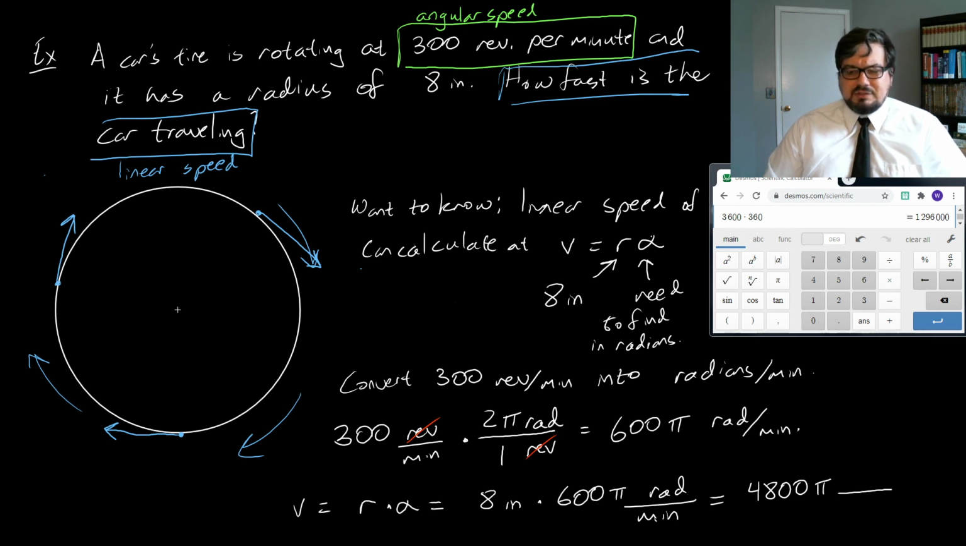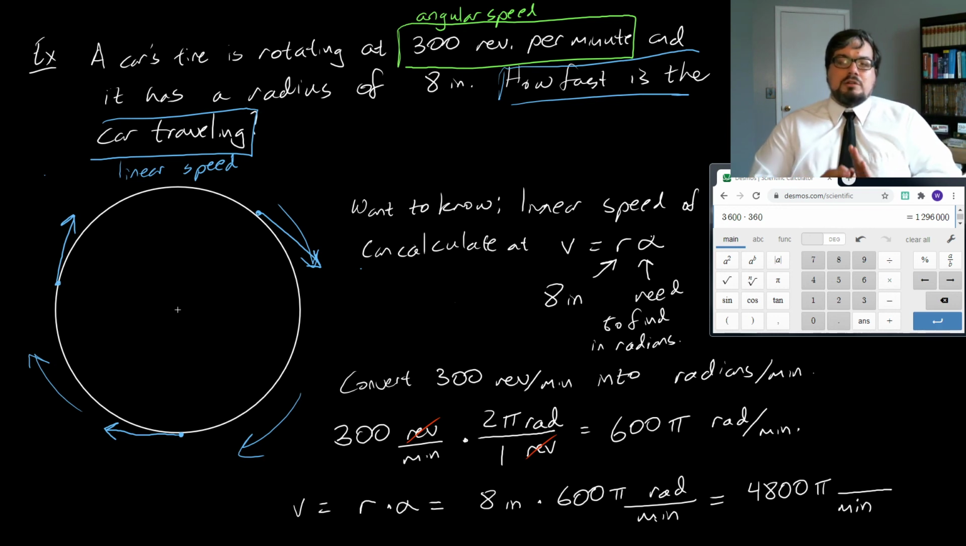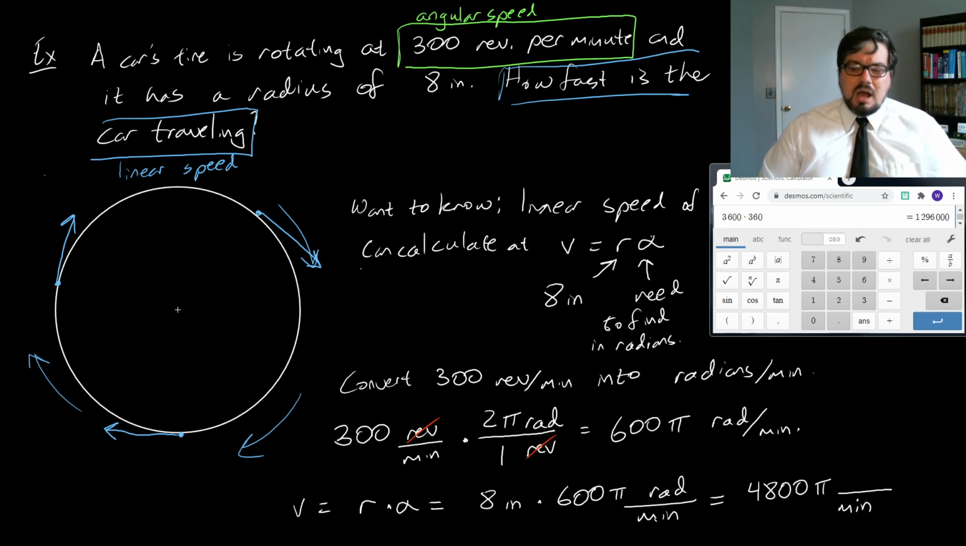Now let's think about these units for a second. First of all, it's definitely going to be minutes on the bottom. We're looking for a linear speed. We're looking for some sort of normal speed measurement, like miles per hour, or inches per minute. Inches per minute is a perfectly good speed, although we'll probably want to convert that in a second. So we can see that we get the inches here, but what about the radians?